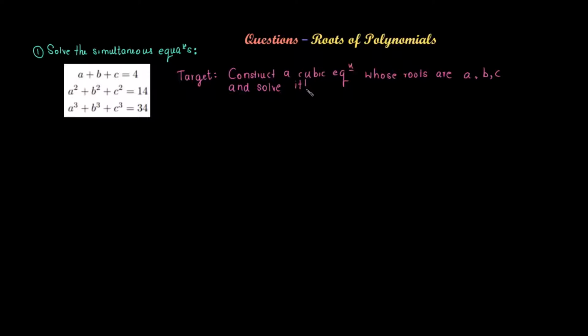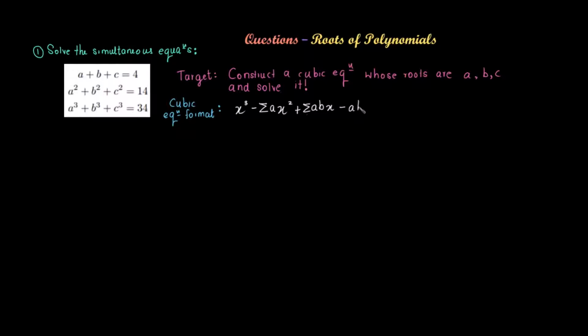So the generic form of a cubic equation, as I discussed in the previous video, is x cubed minus sigma alpha, but here it is a, b, and c, so sigma a x squared plus sigma ab x minus abc is equal to 0.